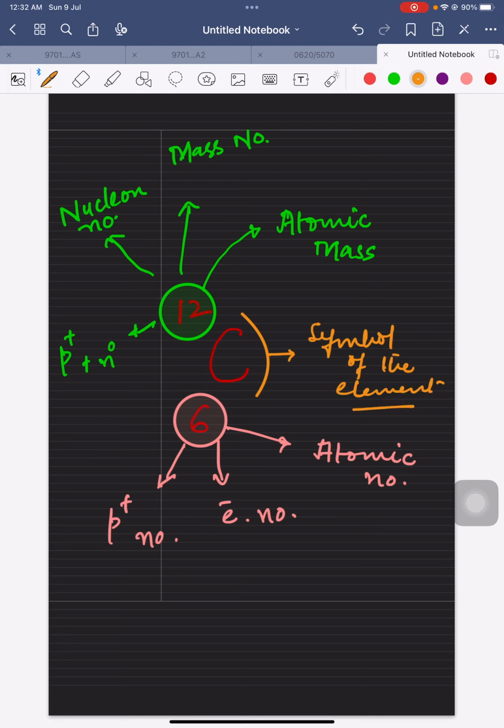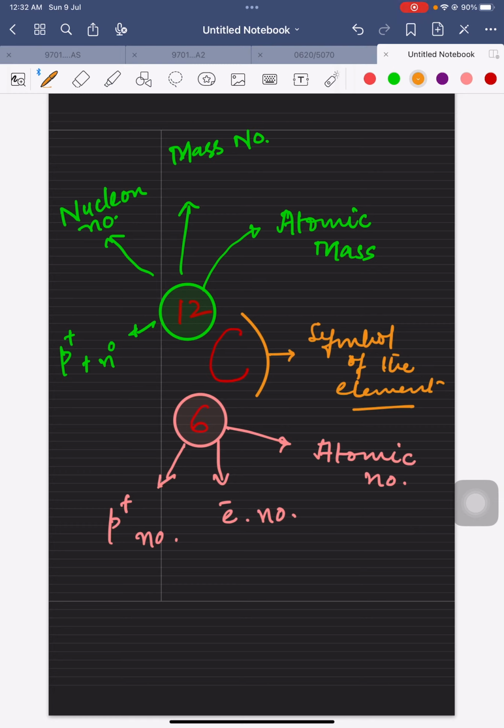So this is the total information which is associated with any element in the periodic table. One should know what is atomic number, proton number, neutron number, and the terms nucleon number, mass number, etc. We are going to practice all these things when I teach you the topic of atomic structure in detail shortly.